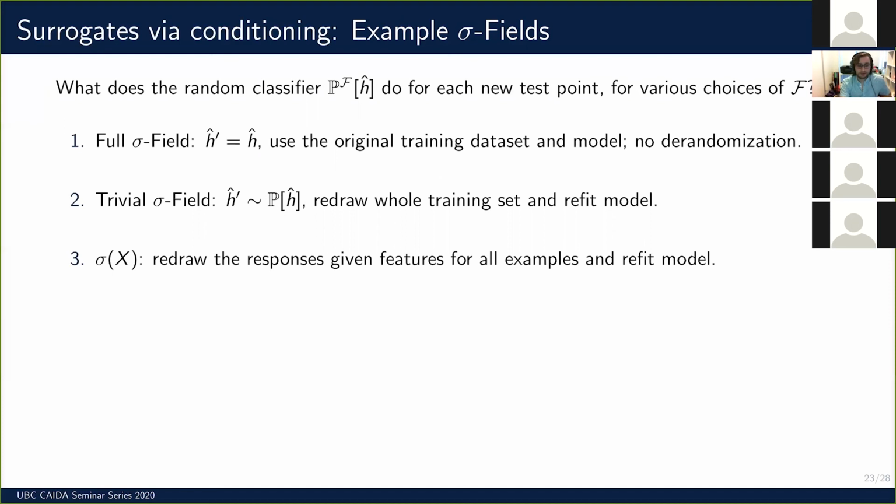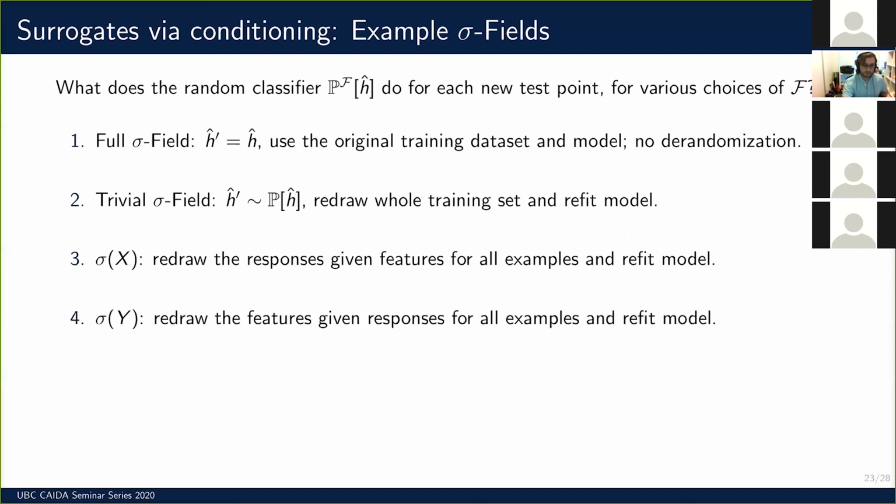If we condition on all the covariates but none of the responses, then we're going to redraw the responses given the covariates for every example and refit the model. And we'll do this independently every time we're given a test point. Or if we condition on sigma y, then we're going to redraw the covariates given the responses for all examples and refit the model. And that's again for every test point. So it's kind of dual to three.